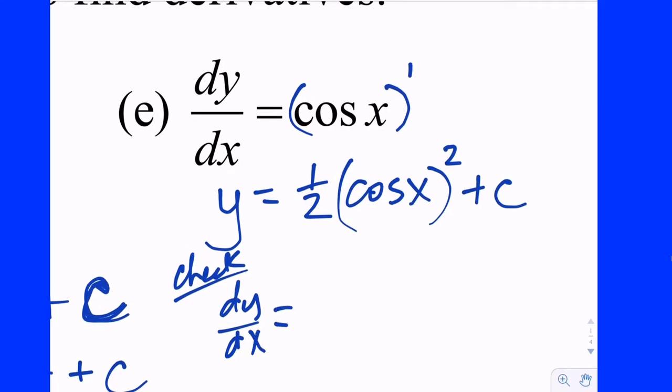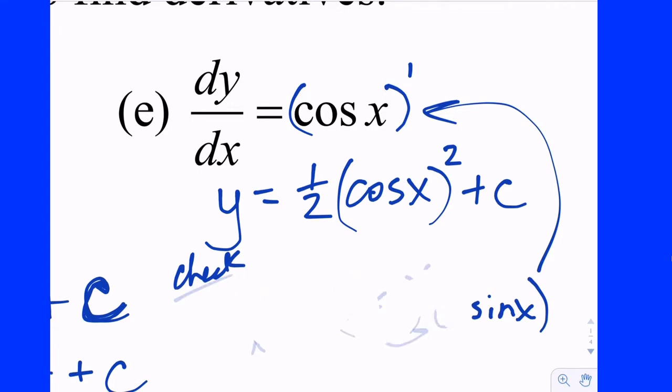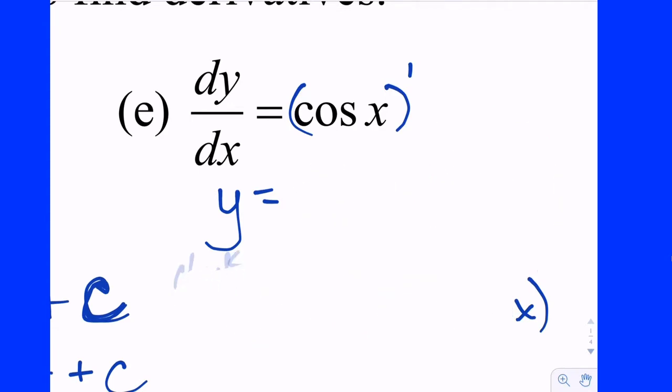Now on the right side, I guess I'd have to use the chain rule. 2 times 1/2 is 1, times cosine of x to the first, times the derivative of cosine, which is negative sine of x, and then, of course, c goes to 0. Oh, boy, that's not right at all. Okay, time to revise. I got too much trig right there. So the power rule doesn't always work, does it?